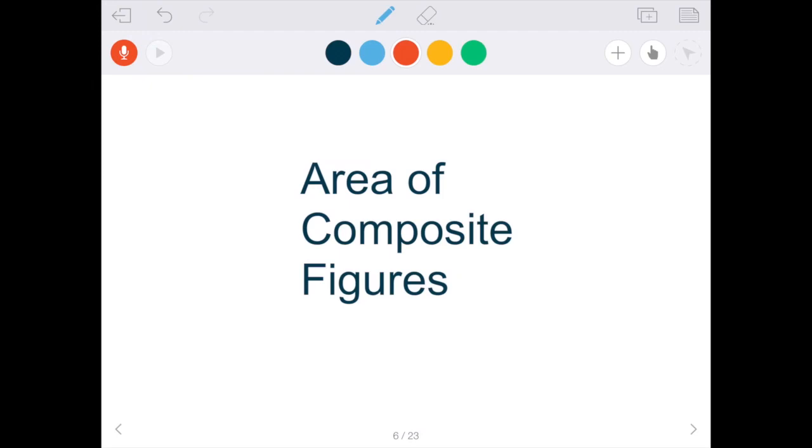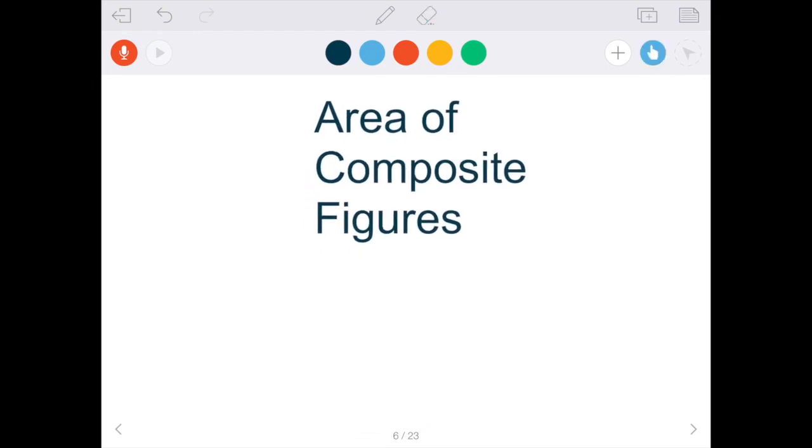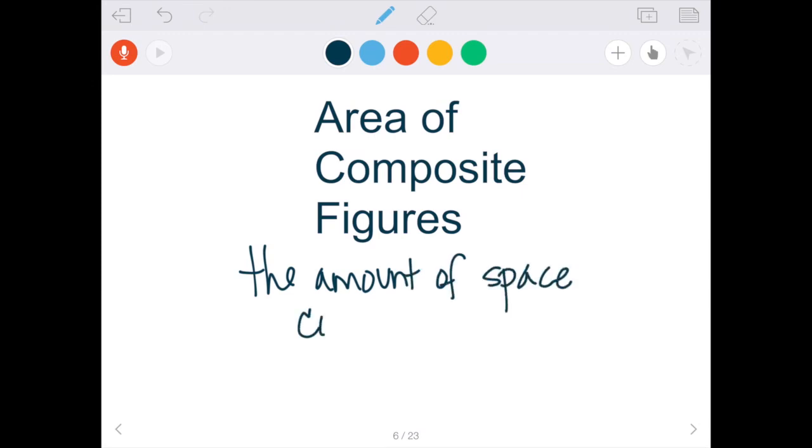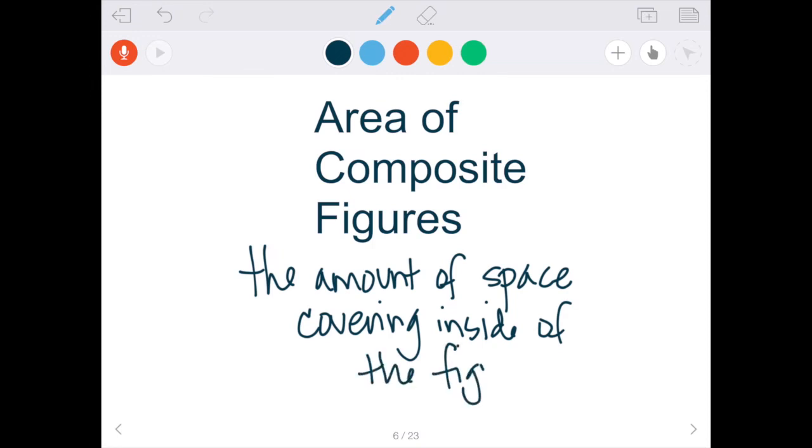And let's go to area. Remembering area, a lot of students say, oh, area is the outside. But the question is, or the inside rather, what about the inside? It is the amount of space covering the inside of the figure, or the space that it takes up, all right?